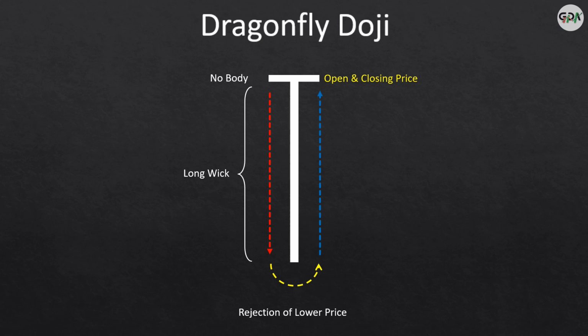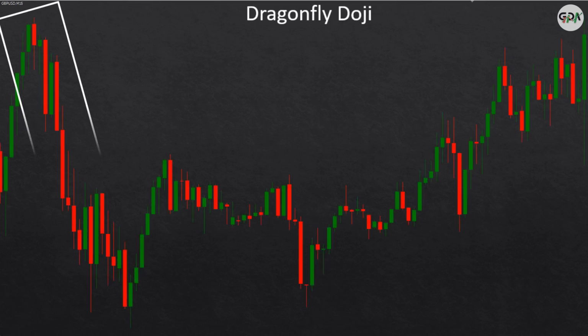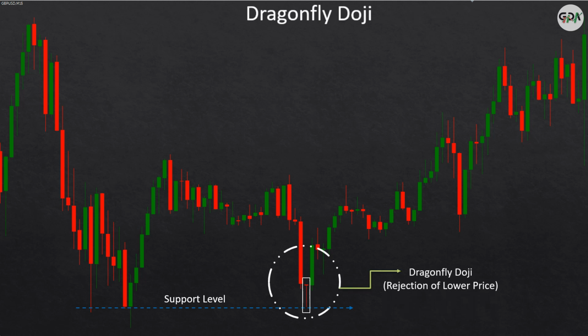Dragonfly doji will play a significant role when it is formed at the support level in the chart. In this example, we will analyze formation of dragonfly doji. Initially, price is moving in a downward direction. Dragonfly doji is formed at the support level by rejection of lower prices. It means there is a lot of fight between buyers and sellers. Finally, buyers took the lead and the price is up.